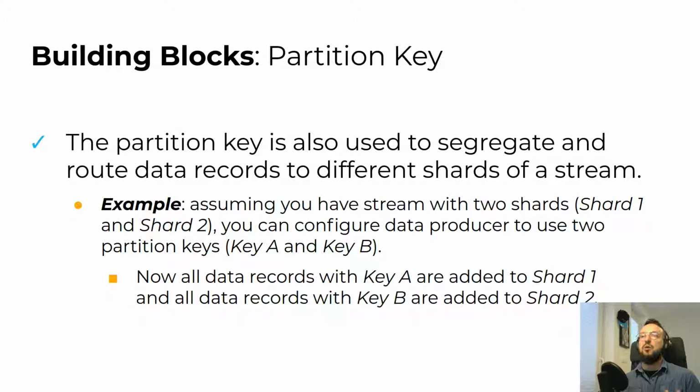Partition keys are also used to segregate and route data records to different shards of streams, and that's basically the example I explained a second ago. So if you have two shards inside a stream, let's call them shard 1 and shard 2, you can configure the data producer to use two different partition keys, and all records with key A will be added to shard 1, and all data records with key B will be added to shard 2. And then on the consumer side, you can independently consume shard 1 and 2 via the different partition keys.